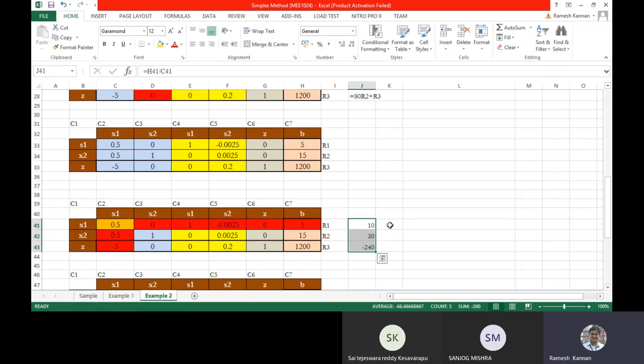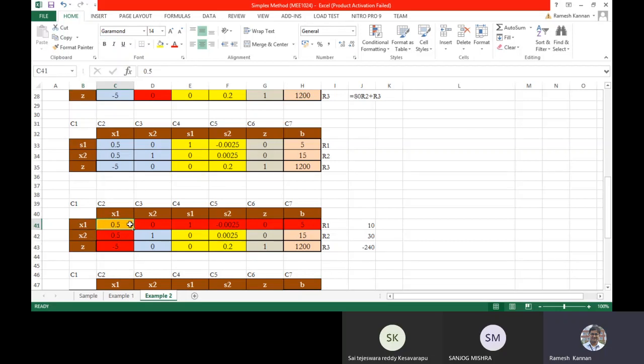Among these, which has the least positive value? The least positive value will be 10. So that corresponding row will be our key row. We have formulated a key column and a key row, and the point of intersection will become our pivotal element. In this case, the pivotal element is 0.5. The entering variable is x1 and the leaving variable is s1. So s1 leaves, and x1 takes its place. That is how we get this x1 here.